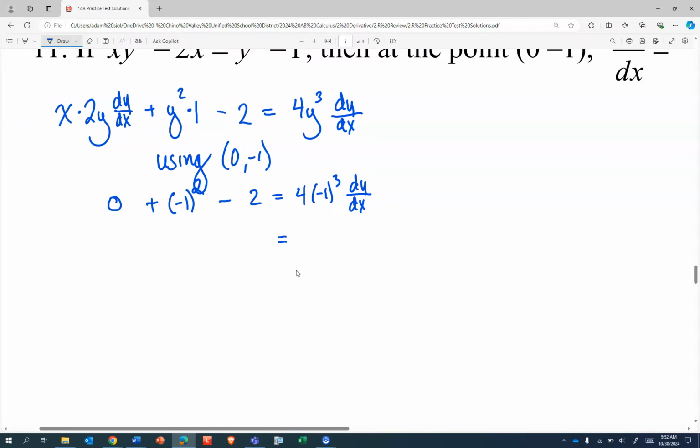Okay, let's take our time here. So -4 dy/dx. And on the left-hand side, that's +1 minus 2, which is -1. And so divide by -4, 1/4 is dy/dx. I think that's good.